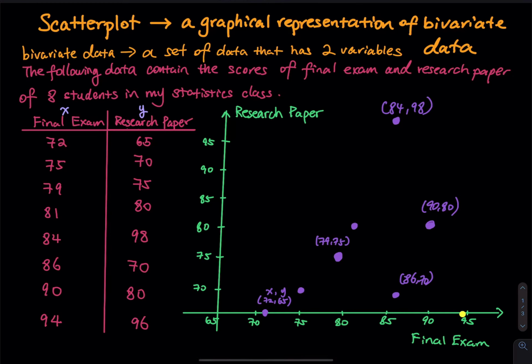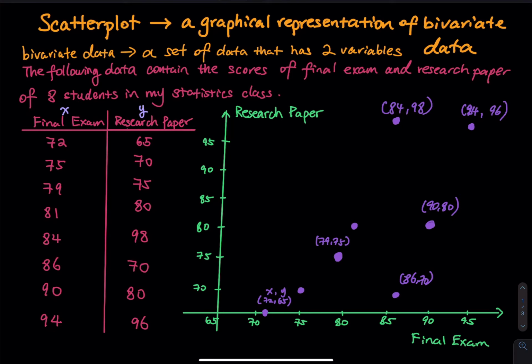And then the last person is 94 points on the test, and then 96 on the paper. So 94, and then you go all the way up to 96. So that is around right here. So this is 94, comma 96. So after the job is done, you can see you should have 8 points on the scatter plot.